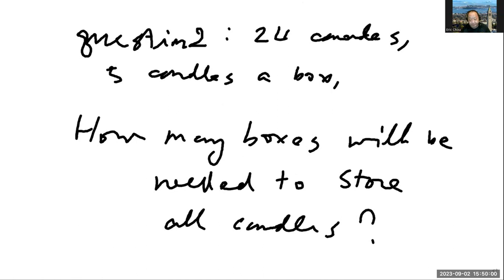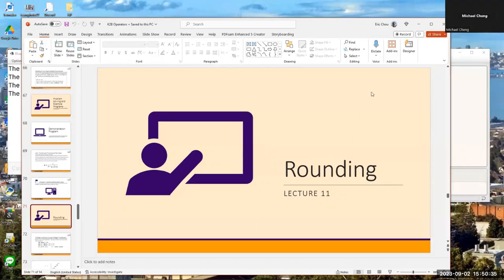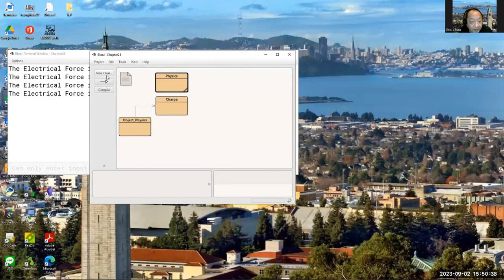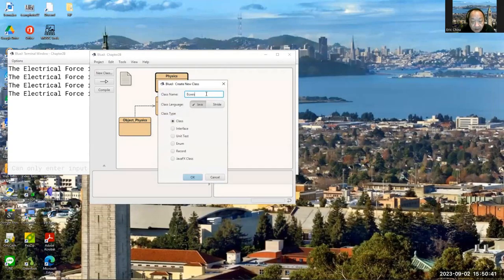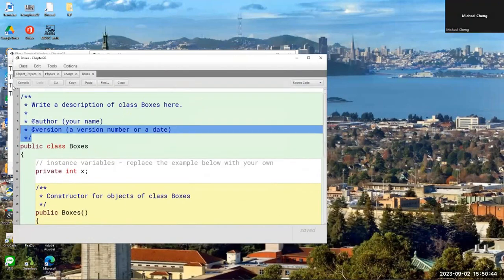Michael, how many this time? 5 boxes. 5 boxes to store all 24. Yes. But if I have 20 candles, how many? 4 boxes. Then how can I write a program? Let's assume that here we are asking the user to get the input. And we need to write how many boxes are needed. So let's call this program boxes.